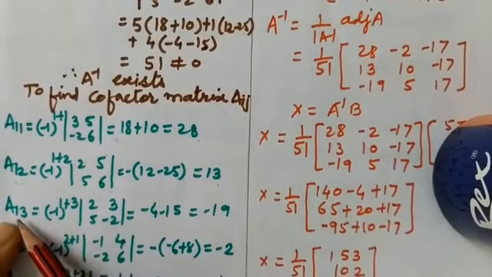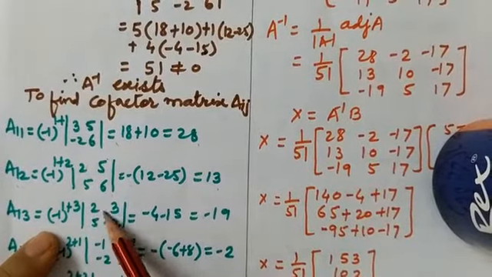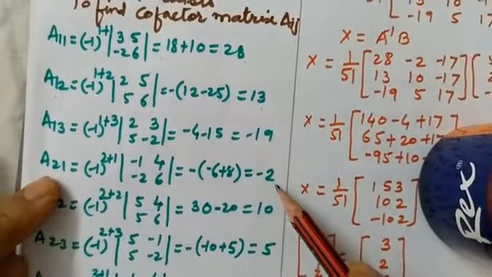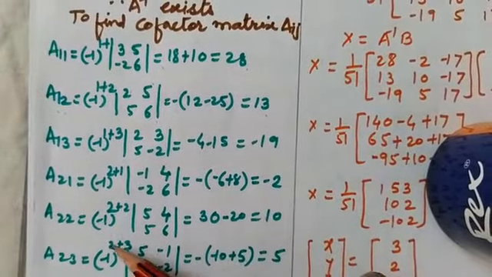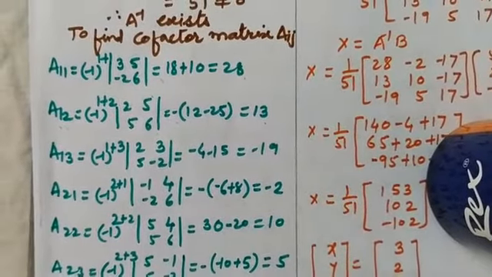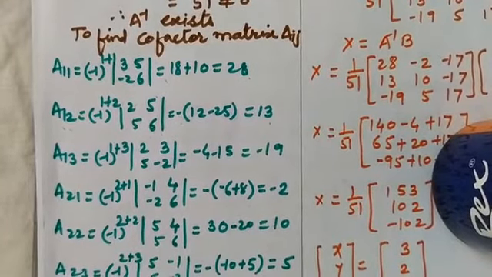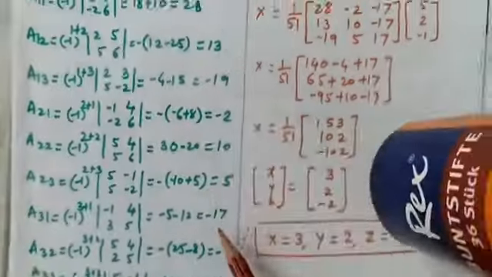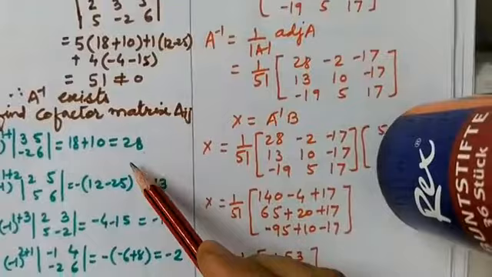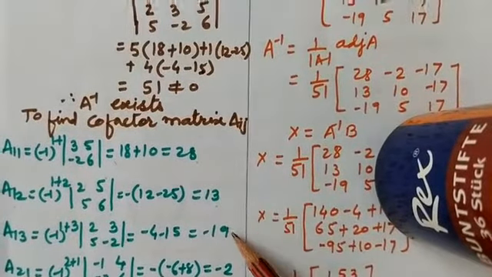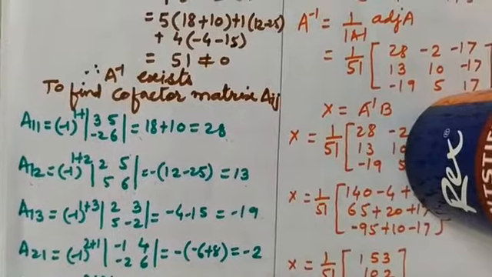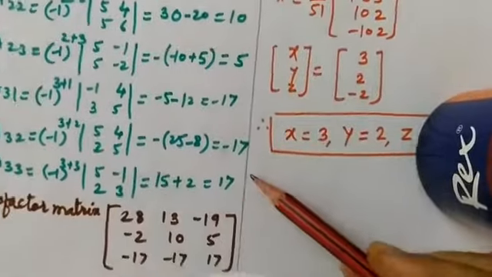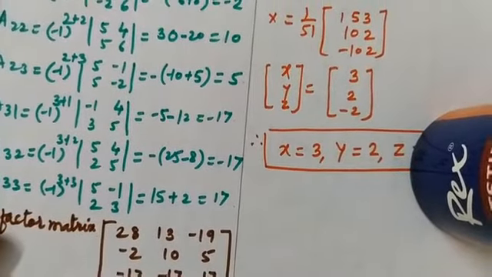Same is the procedure for A13. Now strike off the same row and column, simplify the determinant. This determinant is simplified. A21, calculate in this same manner everything. You can see very carefully, so that you will get the matrix of cofactors. Matrix of cofactors, you will get the elements we have calculated in this step. The same elements, see, first is 28, then 13, minus 19, minus 2, 10, 5, minus 17, minus 17, 17. See this matrix of cofactors.